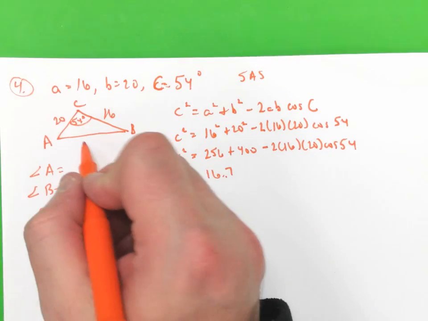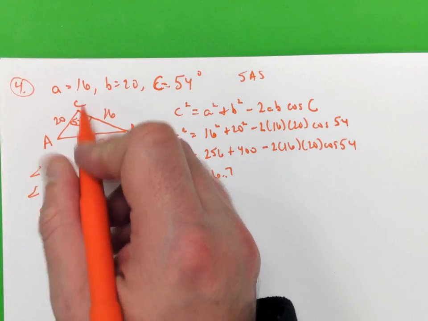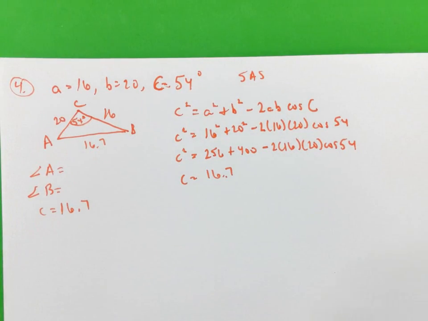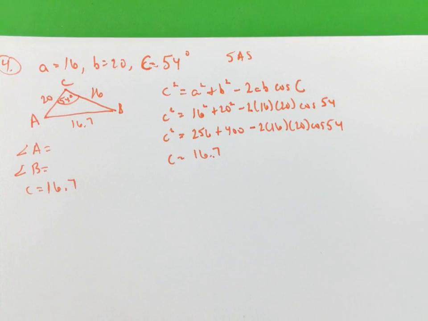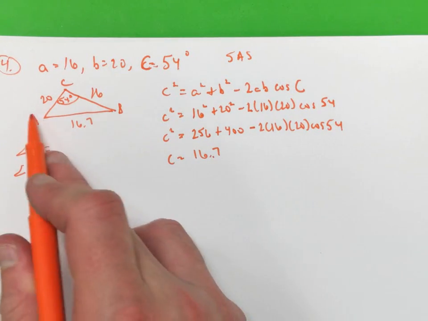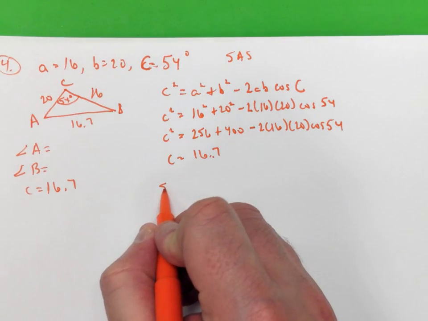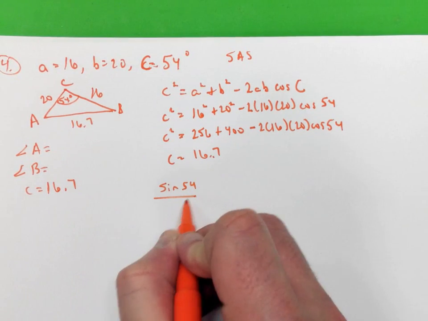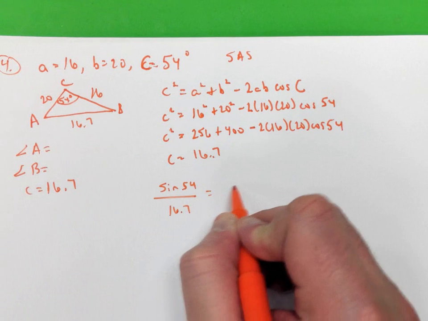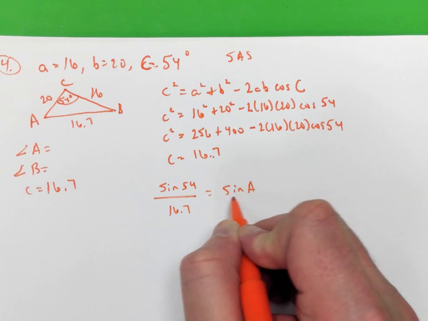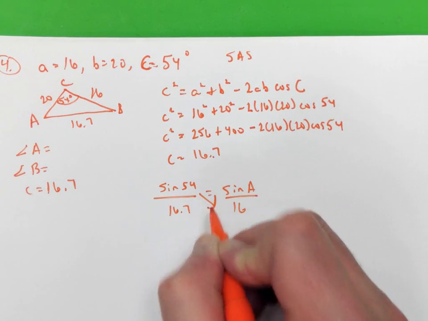Now that I know this, I know an angle and the side across from it, I can use the law of sines to find a missing angle. So that's what I'm going to do now. I'm going to find angle A, so I'm going to start with what I know. Sine of 54 over 16.7 equals sine of A over 16. Cross multiply.